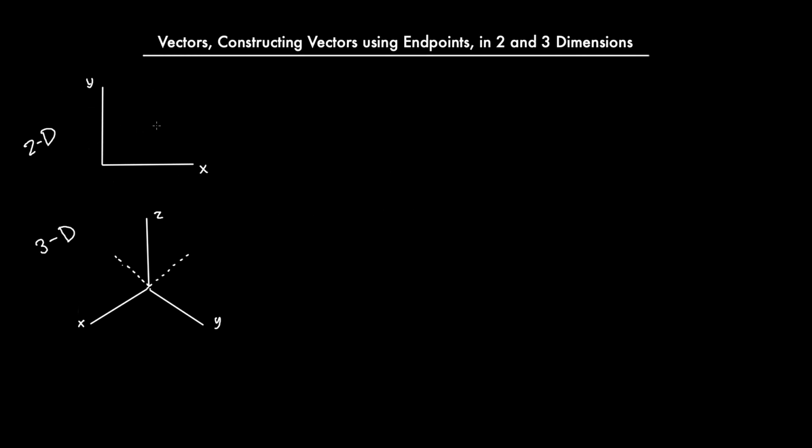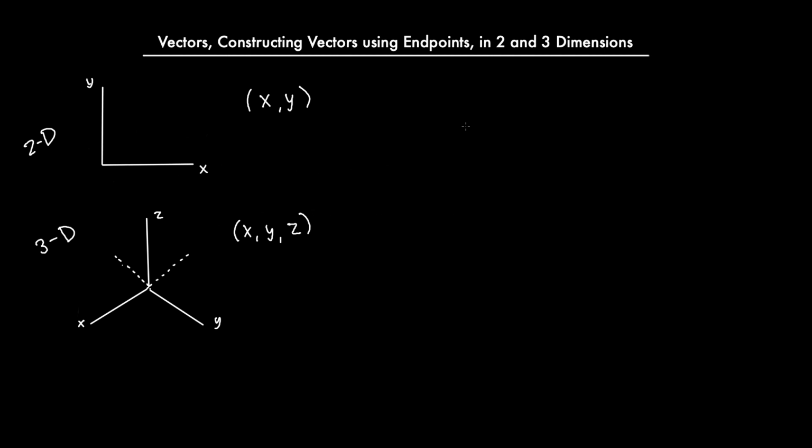So points that exist in 2 dimensions will have 2 components. So we have the x component and the y component. Points that exist in the third dimension have 3 components. We have the x component, the y component, and the z component. Now back to what vectors are.